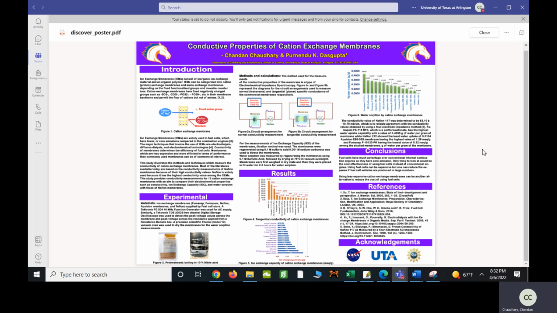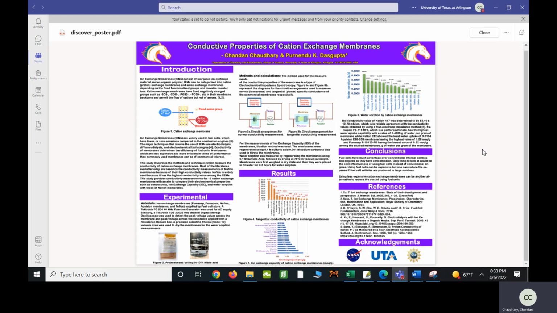For normal conductivity measurements, through plane measurements were done, while along the plane measurements were done for tangential conductivity measurements. For ion exchange capacity measurements, membranes were first regenerated to hydrogen form using 0.1 molar sulfuric acid, followed by titrating them with 1 millimolar sodium carbonate. For water absorption measurements, the membranes were dried in vacuum at minus 13.5 psi at 75 degrees Celsius overnight, and the dry and wet mass of membranes were used for calculation.